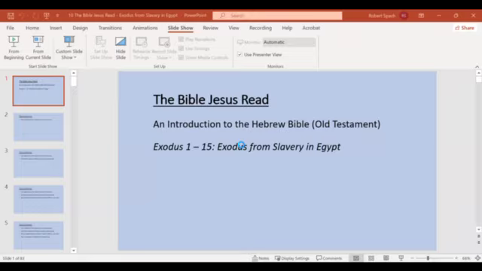Now go, I am sending you to Pharaoh to bring my people, the Israelites, out of Egypt. But Moses said to God, Who am I that I should go to Pharaoh and bring the Israelites out of Egypt? He said, I will be with you. And this shall be the sign for you that it is I who sent you. When you have brought the people out of Egypt, you shall serve God on this mountain.